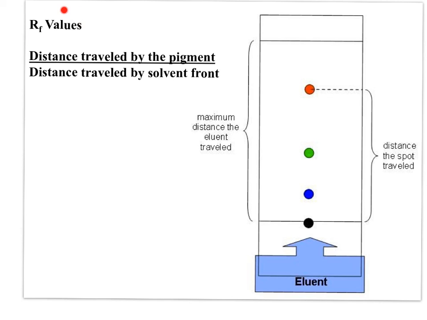RF values can be calculated for each pigment and compared to published values, assuming the same solvent and chromatography paper have been used. The RF value is calculated as distance traveled by the pigment in centimeters, divided by the distance traveled by the solvent front in centimeters. For example, here is the distance traveled by this pigment, and we would divide that by the distance in centimeters traveled by the solvent. RF values are expressed as numbers between 0 and 1.